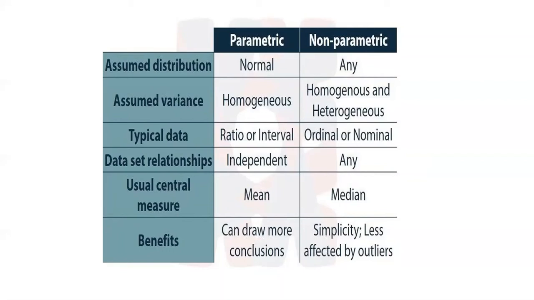Then the data set relationship. In a parametric test the data sets are independent, while in a non-parametric test any type of data set relationship can exist. As for the central tendency measure, the mean is used in a parametric test and the median in a non-parametric test. Benefits: a parametric test can draw more conclusions, while a non-parametric test offers simplicity and is less affected by outliers.